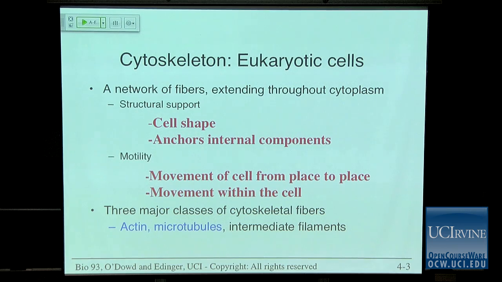So it has to get transported to the plasma membrane, and the cytoskeleton is really important in actually getting things from one place to another in the cell. Okay, so there are 3 major classes of cytoskeletal fibers: actin, microtubules, and intermediate filaments. In this class, we'll focus only on actin and microtubules. When you get to cell biology, you'll add in and think more about intermediate filaments as well.